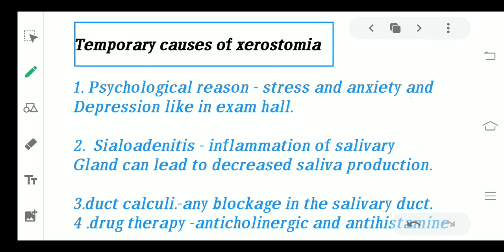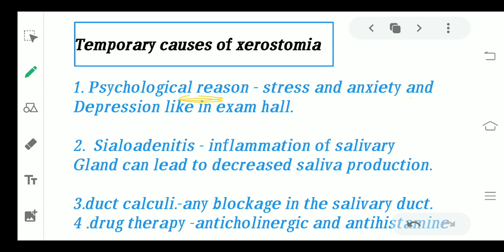So the very first thing we have is the psychological reason. When we are in the exam hall, we feel so stressed, the anxiety level is so high, there's so much depression we are facing, and that leads to xerostomia. There is excessive dryness of the mouth. We feel like drinking a lot of water again and again. So that is a psychological reason for xerostomia.